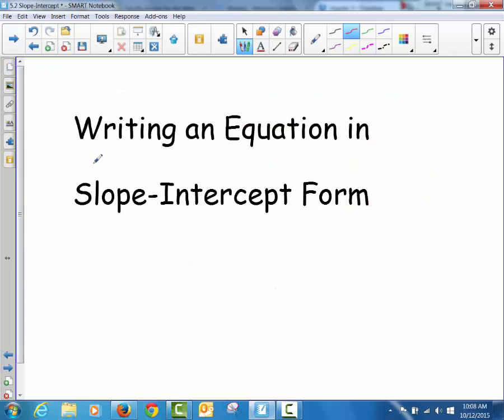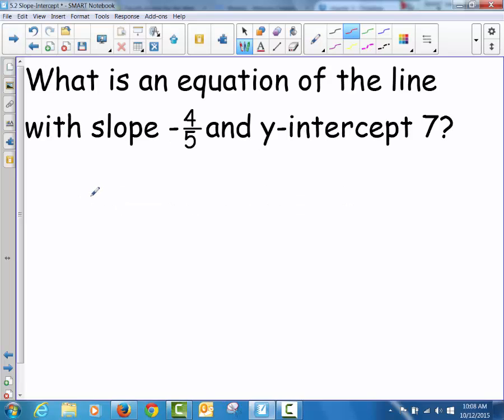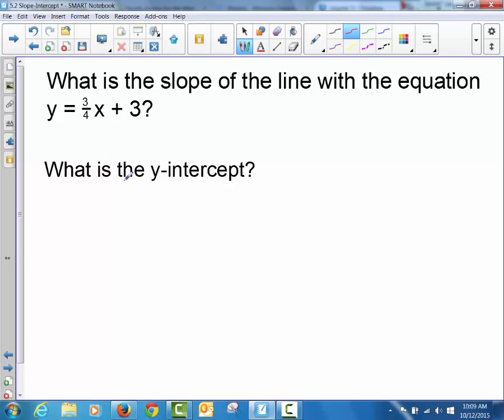Alright, now writing an equation in slope-intercept form. What is an equation of the line with slope -4/5 and y-intercept of 7? Well, if you've got the form of the slope-intercept of y equals mx plus b, all you've got to do is fill in y equals, the slope is -4/5, put the x, the y-intercept is 7, and you've written an equation of that line. What is the slope of the line with the equation y equals 3/4 x plus 3? Well, the slope is 3/4. The y-intercept is +3.